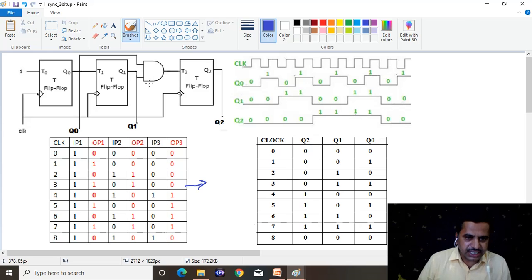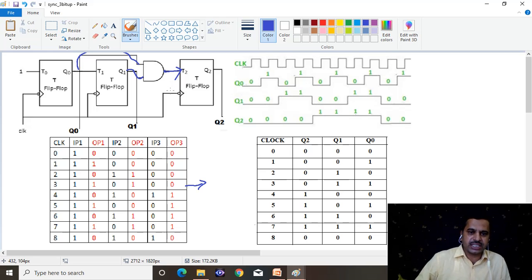Now I have modified the circuit. I have added one AND gate between the output of the first flip-flop and the output of the second flip-flop, which are connected to the AND gate, and the output of the AND gate is given to the input of the third flip-flop.